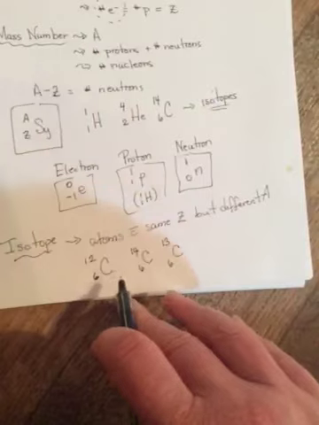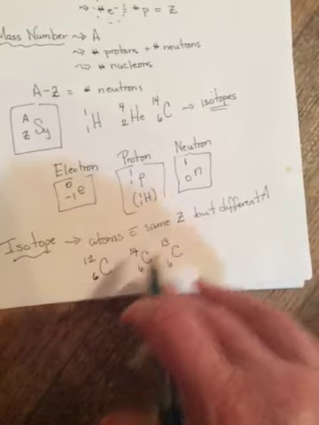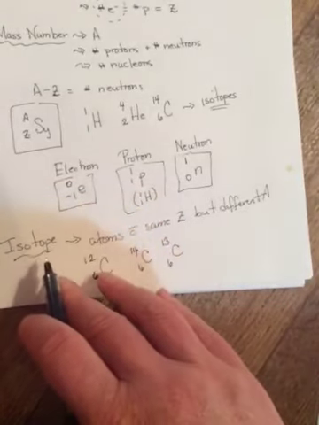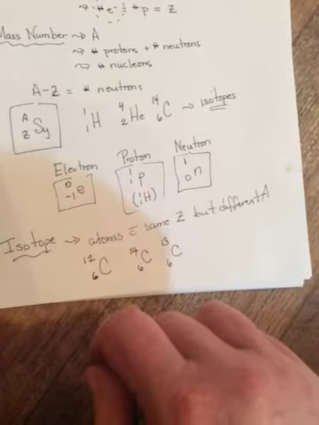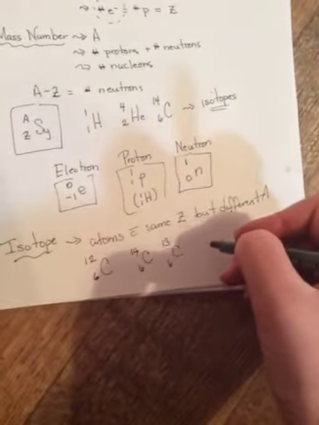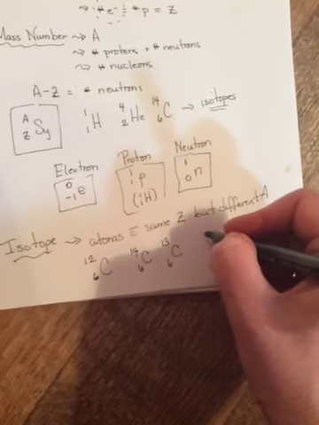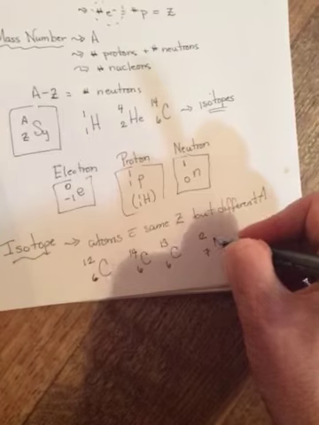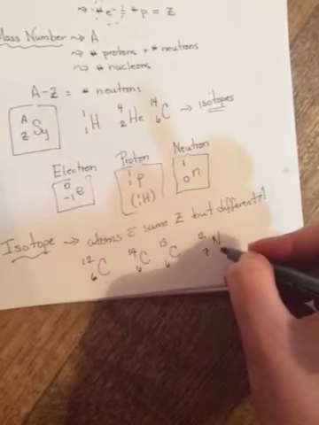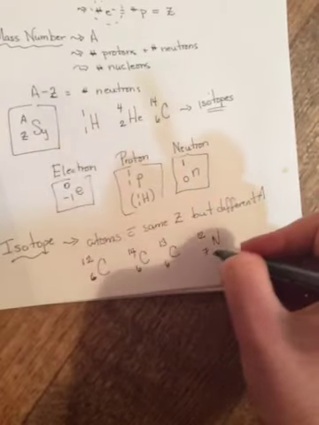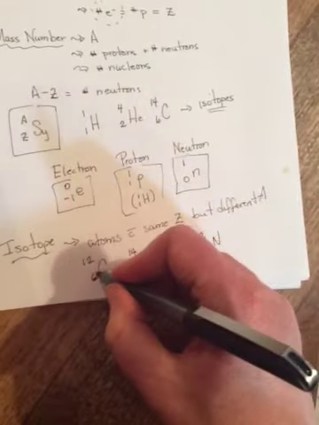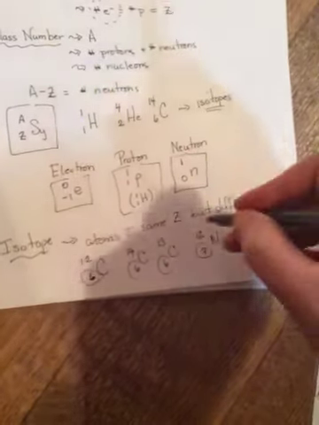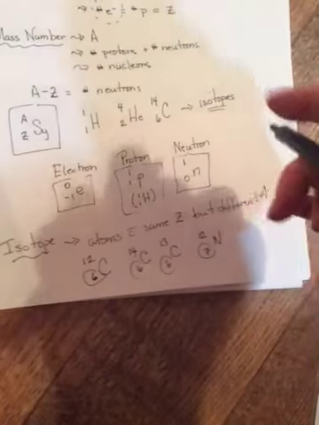So these would all be carbons. They all have the same number of protons, but they all have different numbers of neutrons, and so they're called isotopes of each other. Okay? Now, if you had something like 12.7, carbon and nitrogen here are not isotopes, right? Isotopes have to have the same number of protons, not the same number of neutrons.